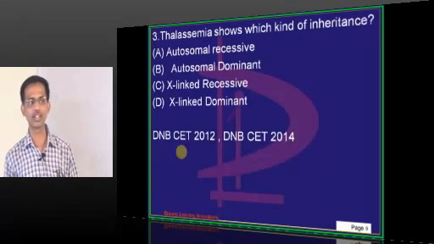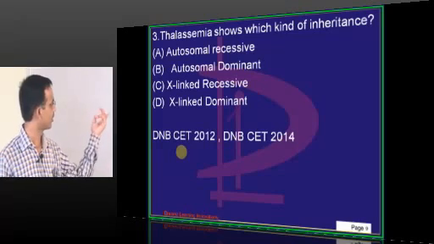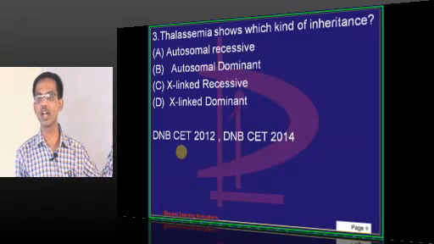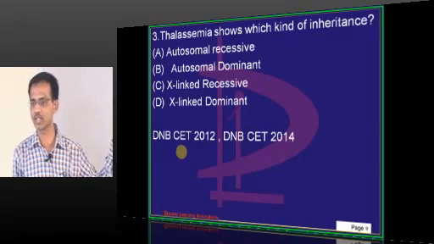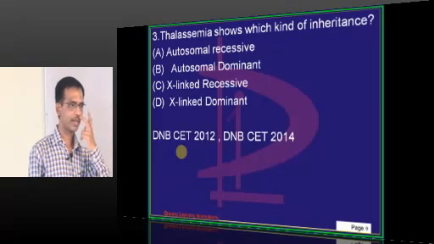Okay. Next question, moving on. Thalassemia. All these are from DNB. They have given you the years also, where, as you can see, they are repeated a couple of times. Every question comes twice or thrice. So, it's quite often repeated.